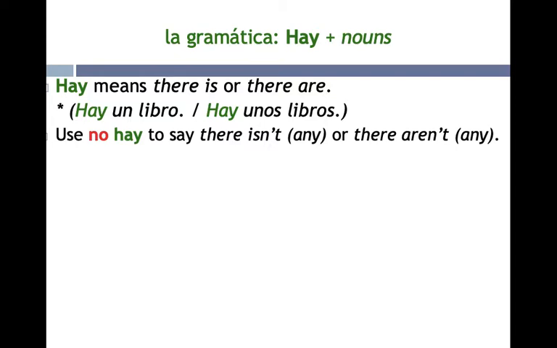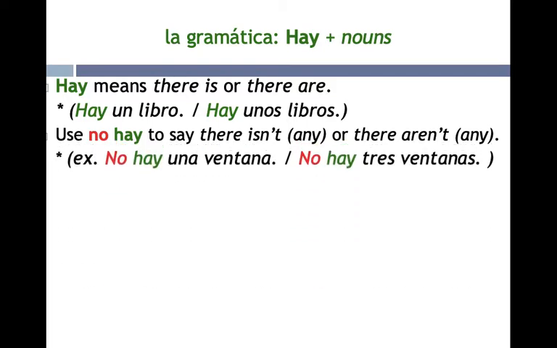Use no hay, the negative, no goes before el verbo hay, to say there isn't any or there aren't any. Por ejemplo, no hay una ventana. There isn't a window. No hay tres ventanas. There aren't three windows.